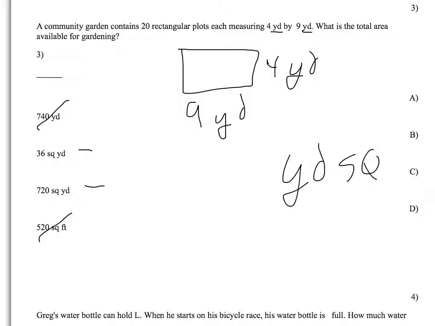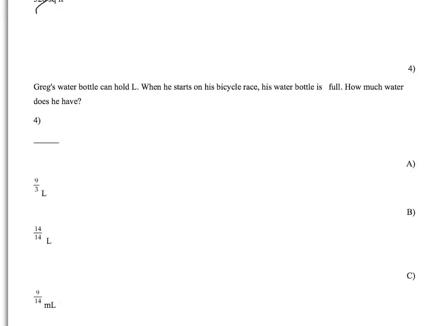So, now when we think about this, if we had one of these rectangular plots, 4 times 9 is 36. So this right here is 36 square yards for one of those. So if we have 20 of those, it's definitely going to be more than that. It can't be our 36 square yards. And the only reasonable answer is 720 square yards. Okay. So moving along.